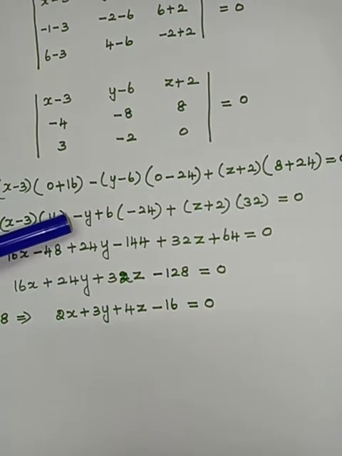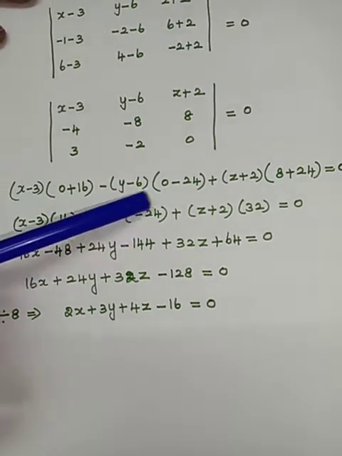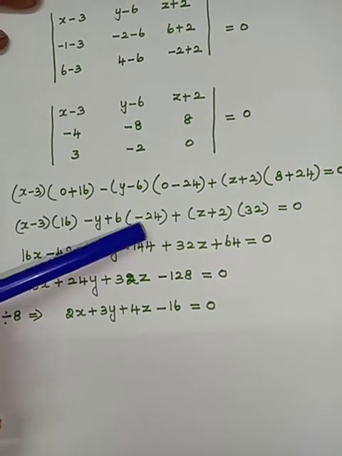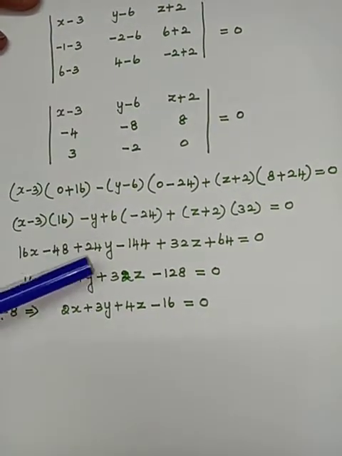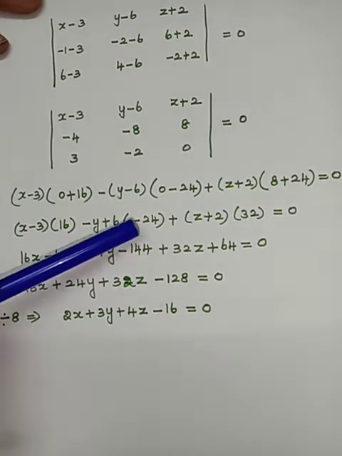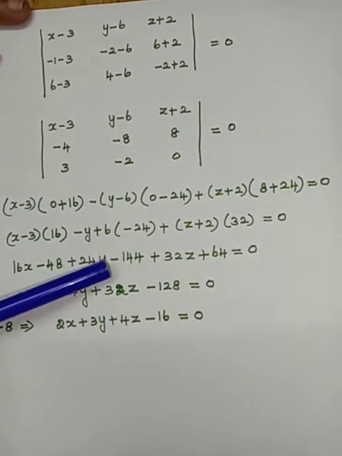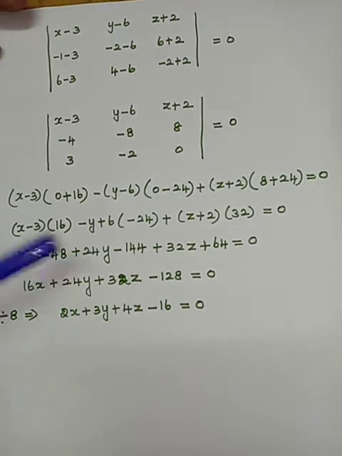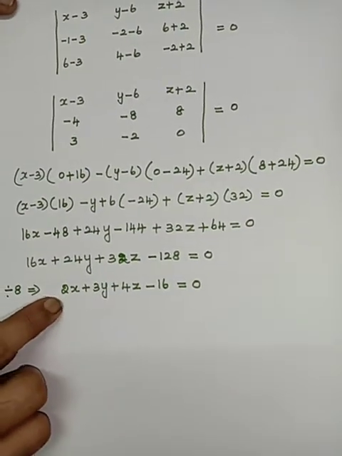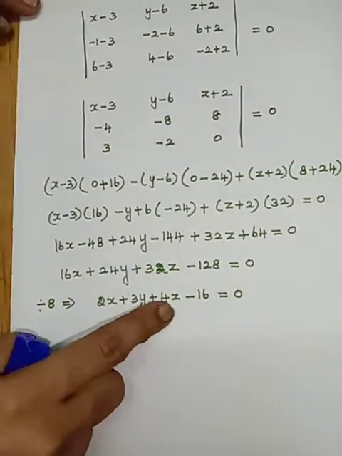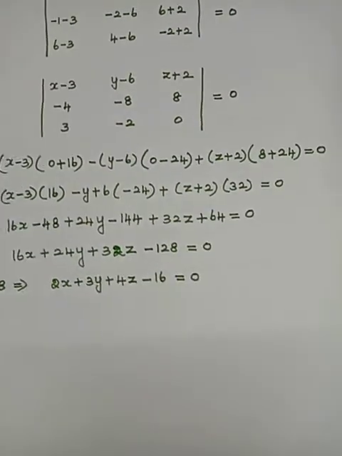So here I have written minus y plus 6. Here you are having minus 24. So while you are writing minus 24 into y, minus 24 into minus y is plus 24y, minus 24 into 6 is minus 144. Okay, so the remaining you can complete. The Cartesian equation of the plane is 2x plus 3y plus 4z minus 16 is equal to 0.